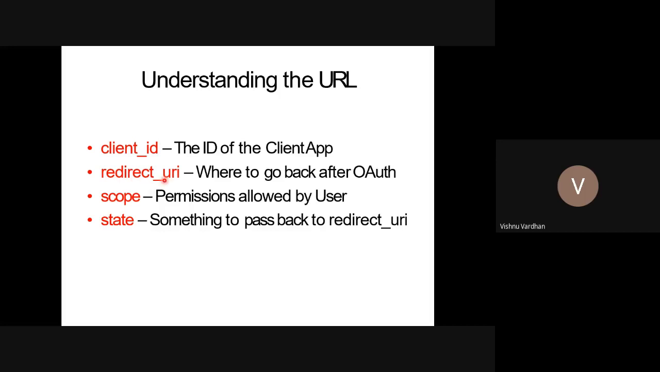Then the redirect URI. Suppose it is not authorized, the protected resource requires some authentication. This is what it will check for the redirection of the incoming request. Then scope, the permissions allowed by the user. State, something to pass back to the redirect URI. So the redirect URI can be reverted back, so that if the user wants to see the profile information, exactly the profile information will be given back to the user.